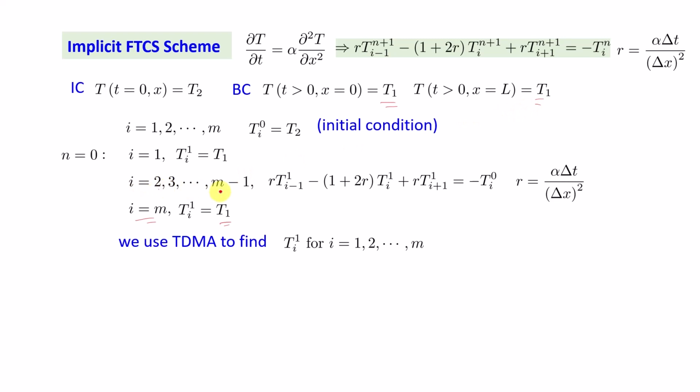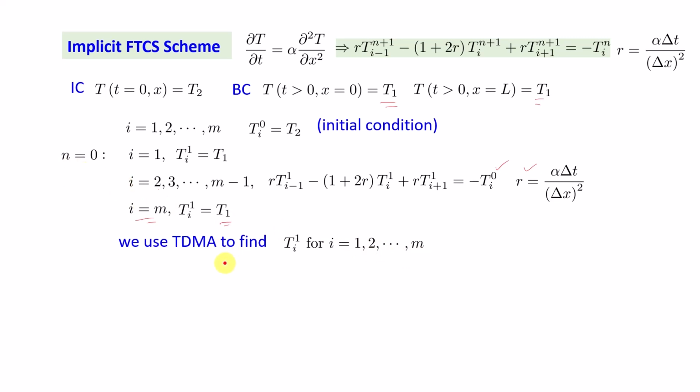Between 2 to m minus 1, I have this equation here, that is R T_{i-1} minus (1 plus 2R) T_i plus R T_{i+1} equals minus T_i. This is at the previous time level, so we already know it. Now you see that together we have enough equations to calculate all the T's. R is alpha delta t by delta x square, so we can solve this with TDMA, and once we solve it we get all T's at time level 1 for i equals 1 to m. So the solution is complete here for n equals 0.